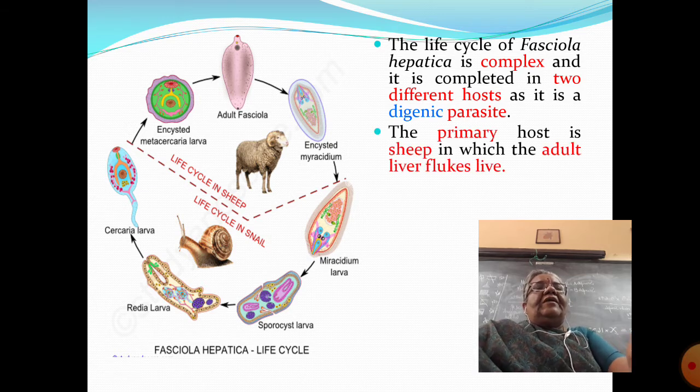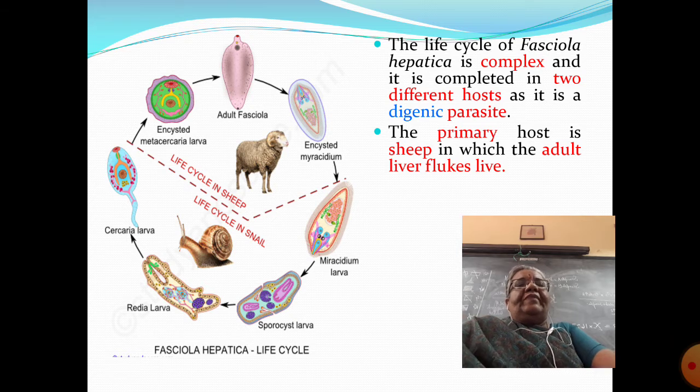Next, the primary host is the sheep, in which the adult liver flukes live. The specific name says hepatica. Hepar means something concerned with liver. So, the parasite lives in the liver of sheep, hence the specific name hepatica, and causes a disease called liver rot, as I have already told you.